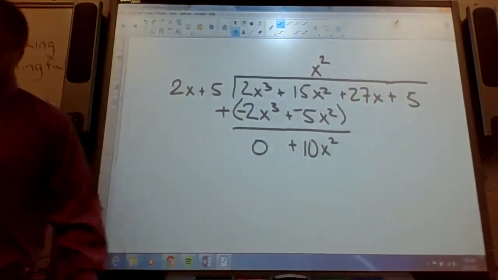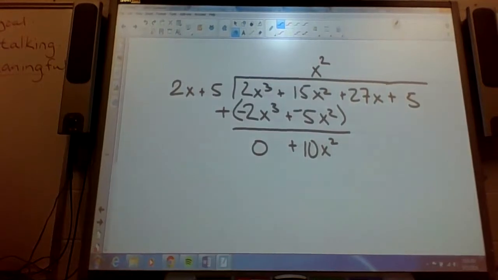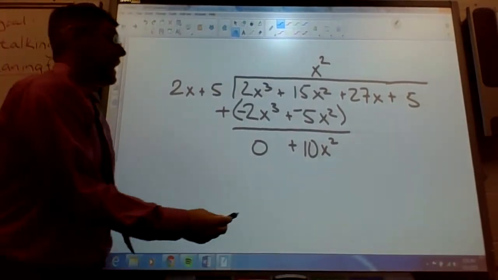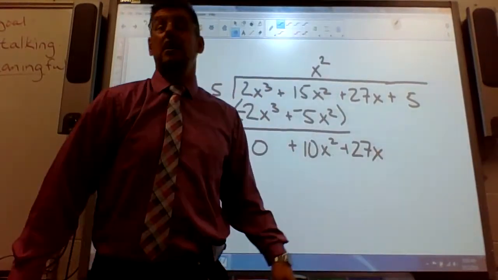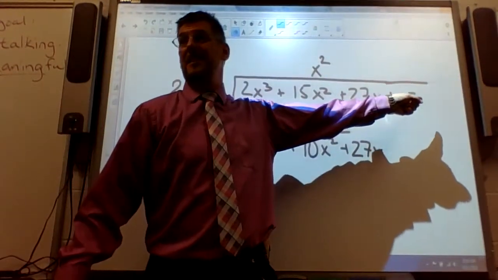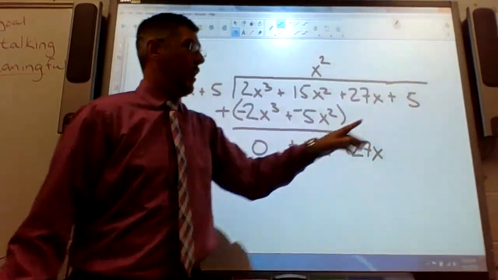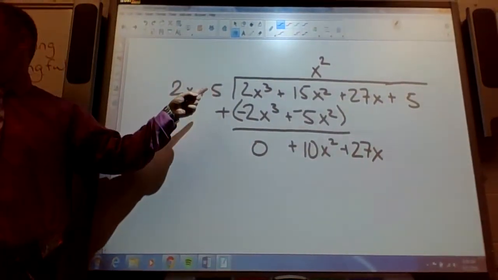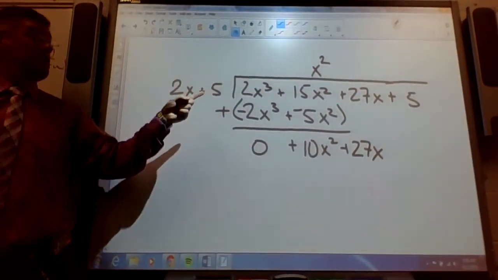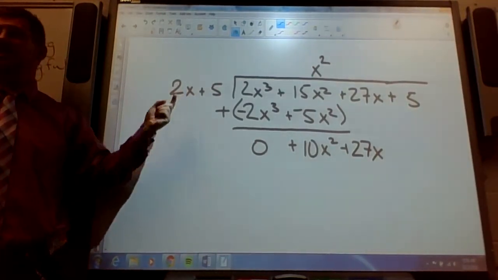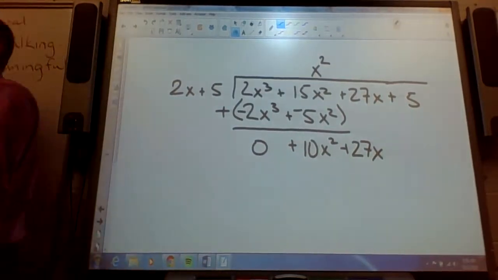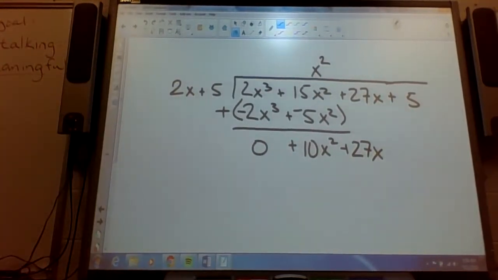Now bring down the 27. 27x, right? Bring down the 27x. The 5 stays there for now. Just leave it there for now. This 5, we're going to forget about it too, right? Now, I ask you, Garrett, how many times does 2x go into 10x squared? So in other words, 2x times what gets me 10x squared?